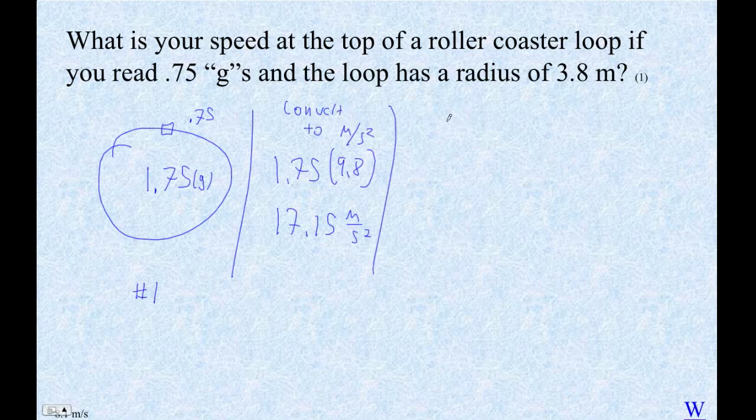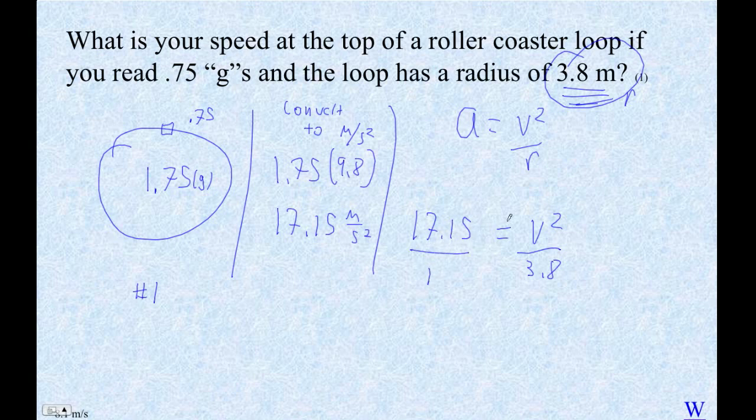And then our final step is we'll use a equals v squared over r, and they're telling us what r is, right? There's r, and they want us to find what our velocity is, okay? So we just plug in here 17.15 is v squared divided by 3.8, right? There's our r. We got the meters per second squared from that, right?